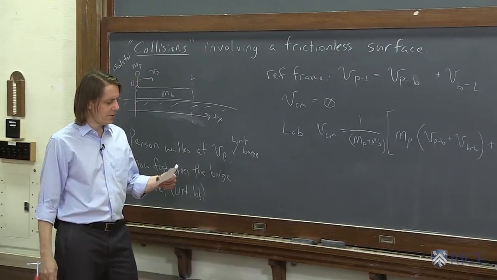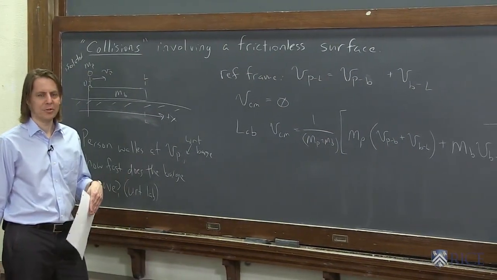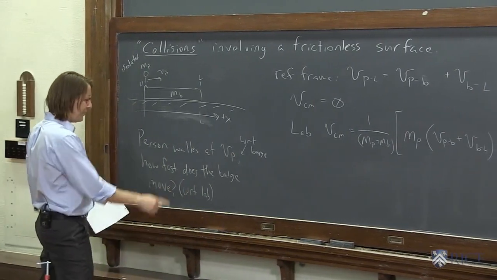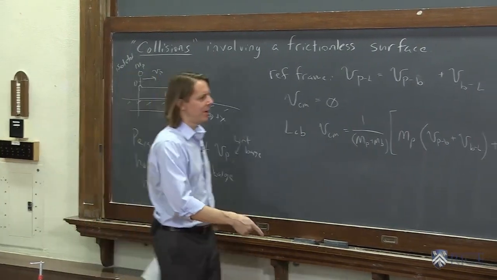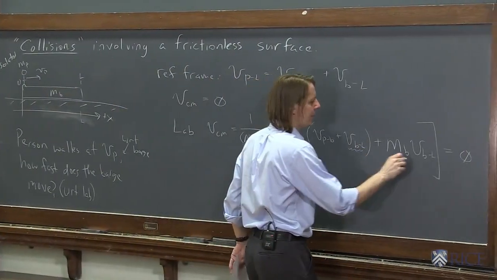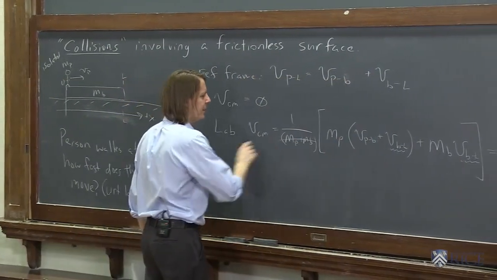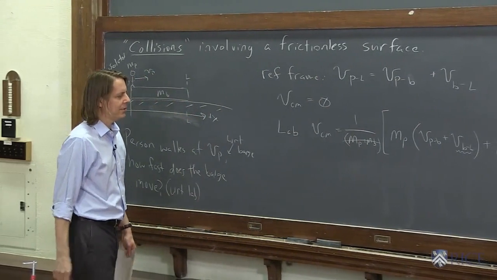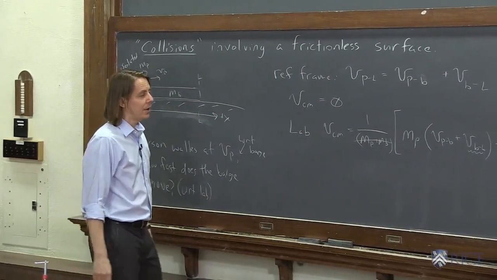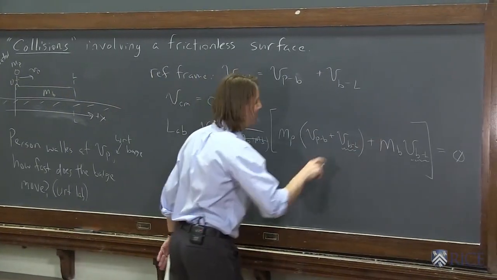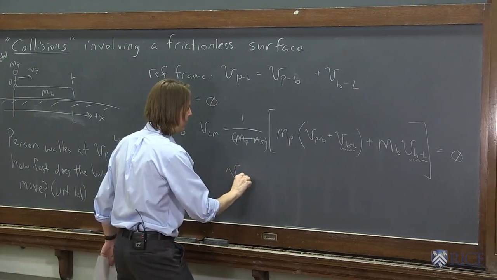Now let's see if my algebra skills have increased here. What were we asked for? We were asked how fast does the barge move with respect to the lab? Okay, we're trying to solve for this. Equal to 0, so I can cancel that. Multiply both sides by the total mass. And now we're solving for the velocity of the barge in the lab frame.